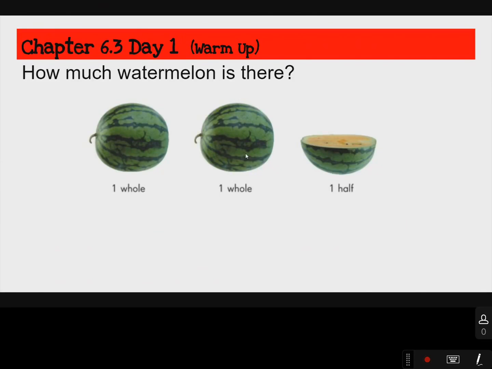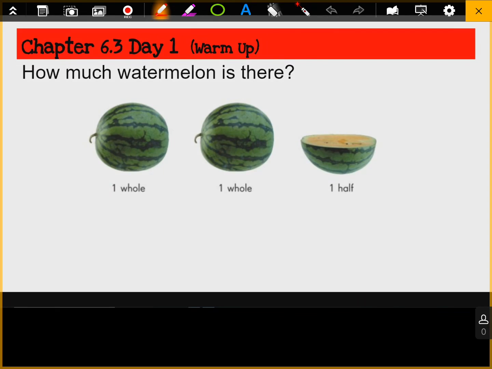We're going to be learning about mixed numbers, and the great thing about mixed numbers is you already know about the parts that create a mixed number. A mixed number is created with a whole number and a fraction.